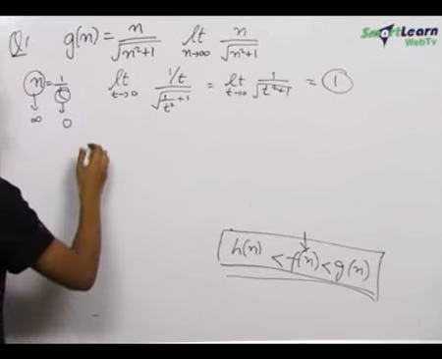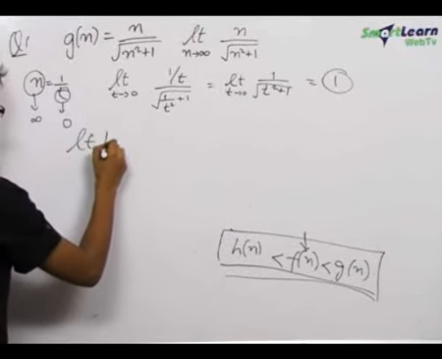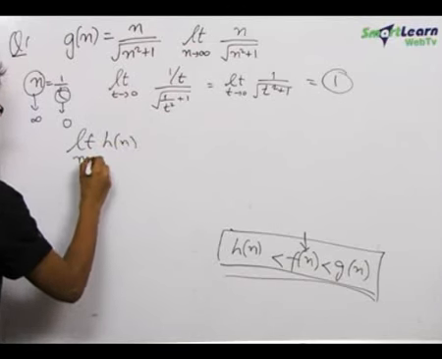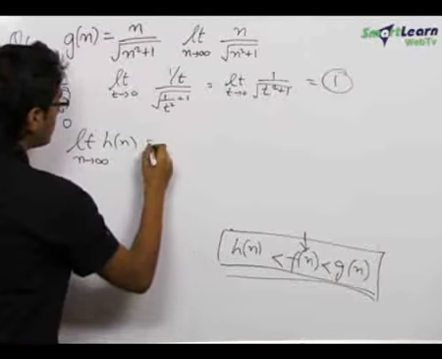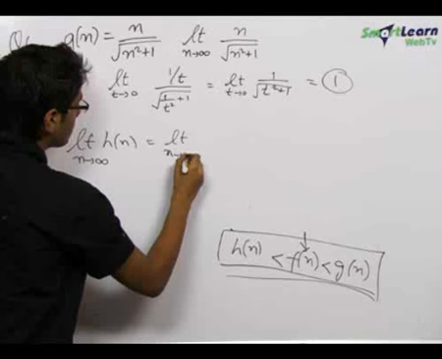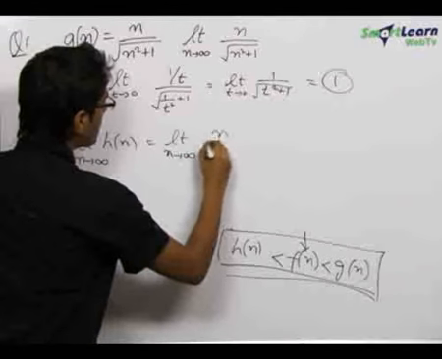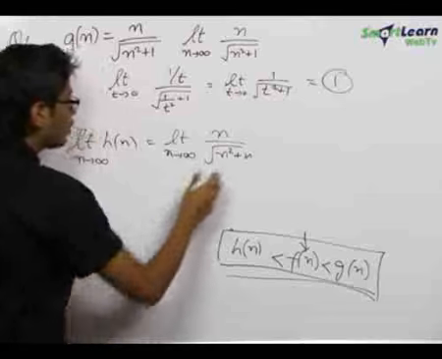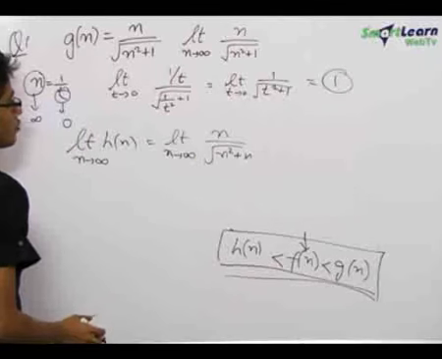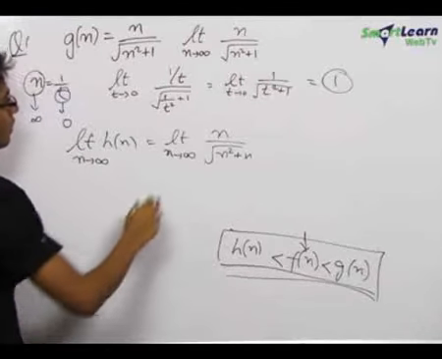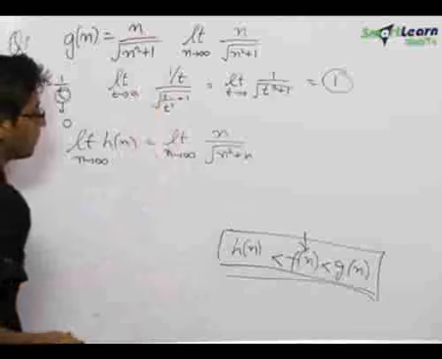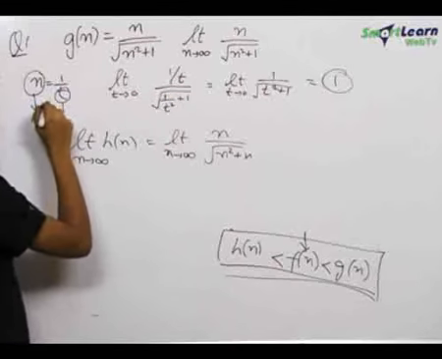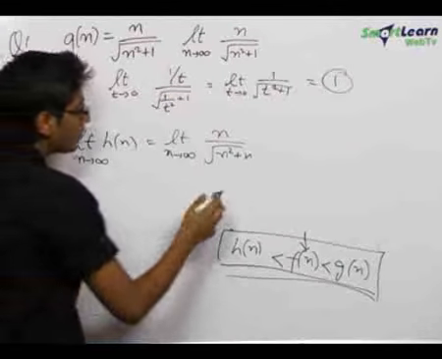Now we try to find out the limit of h of n as n tends to infinity. It will be equal to limit n tends to infinity n upon under root n square plus n. We try to find out this limit in a different way so as to get both the approaches to find the limit of any function as n tends to infinity. We can also use this approach n equals 1 upon t, but we will see a different approach.